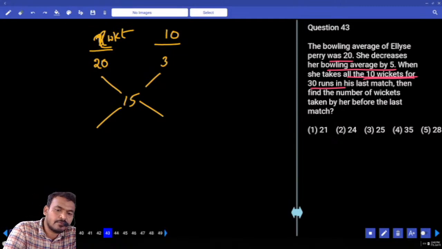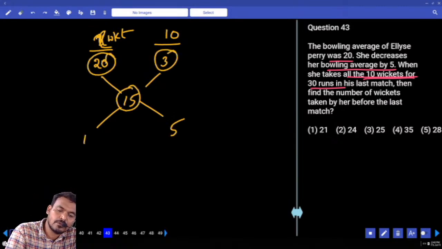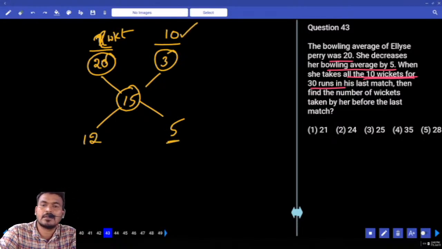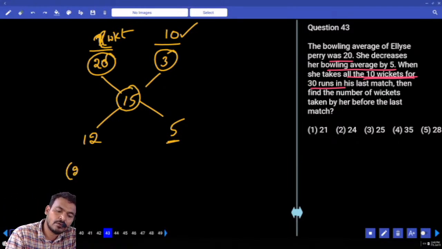What is the X plus 10 wickets average? 15. What is the difference between 20 and 15? 5. What is the difference between 15 and 3? 12. Okay. In place of 5, how many wickets are taken? 10. 5 doubled is 10. Then what is 12 doubled? 24 wickets.